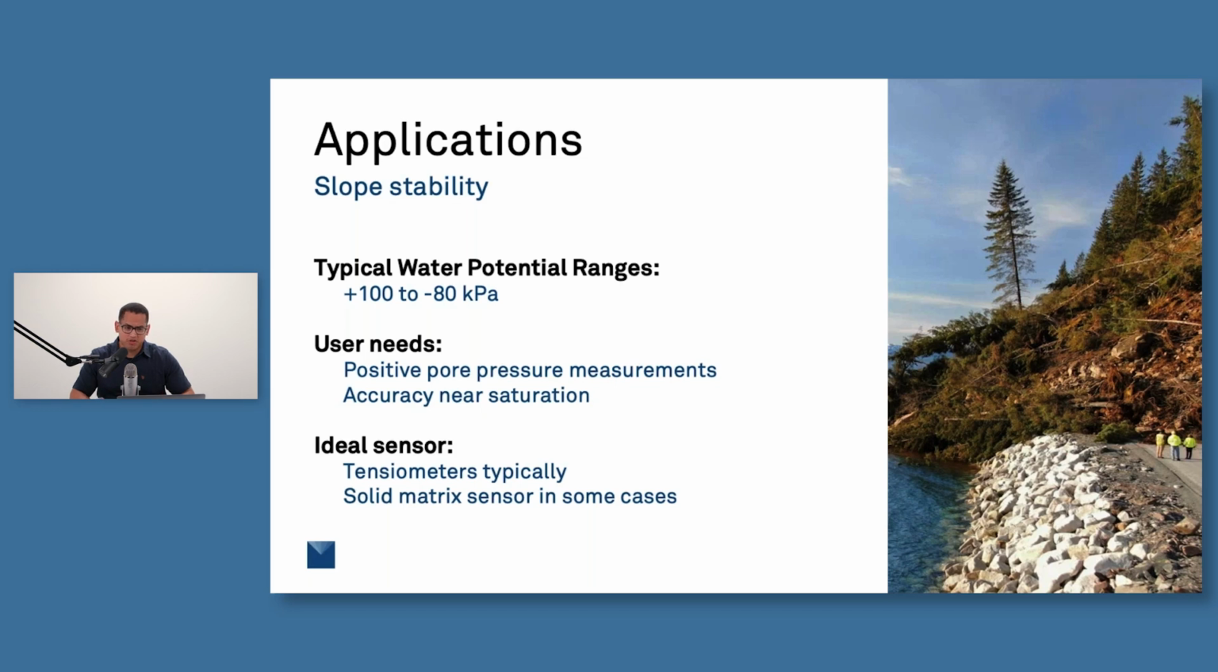There are some cases where a solid matrix sensor might actually be better if it's a site that really has poor access. And there are some sites where they can see landslides triggered well before saturation. There are other factors that impact that. And so in some of those cases, a solid matrix sensor might actually be a better tool.